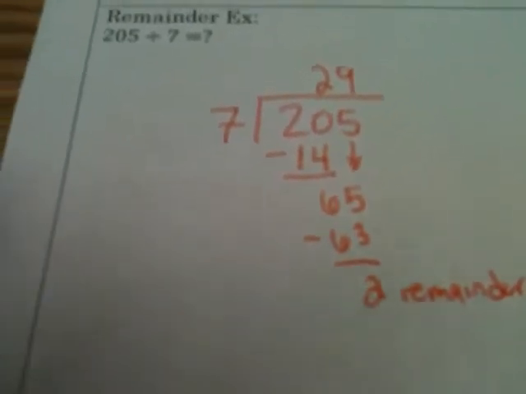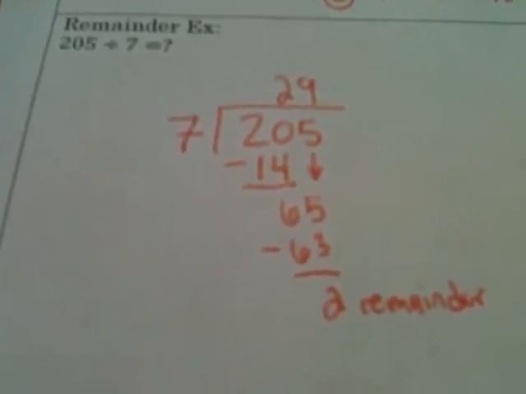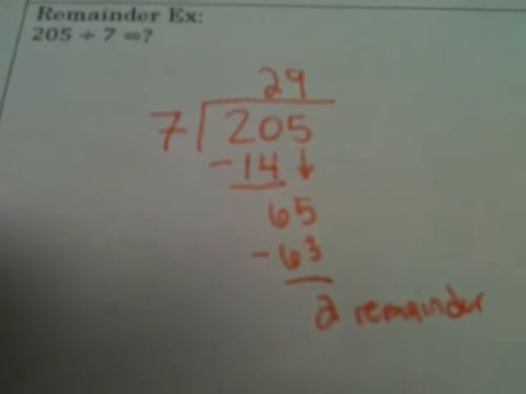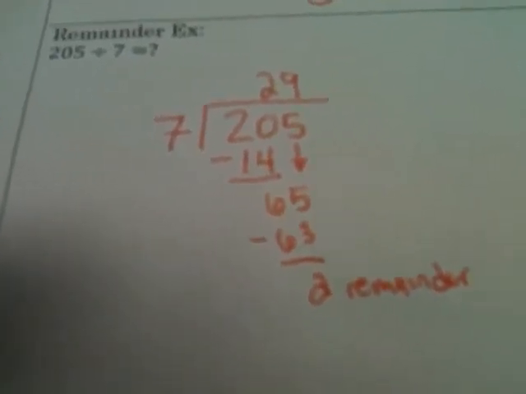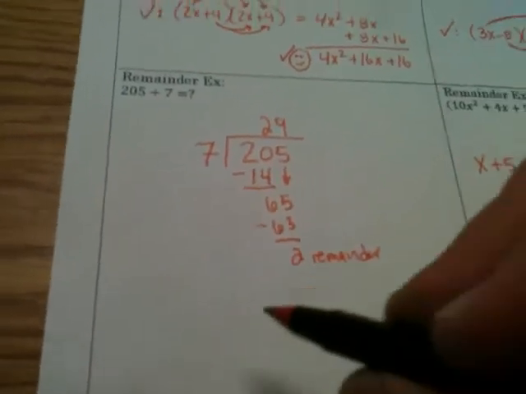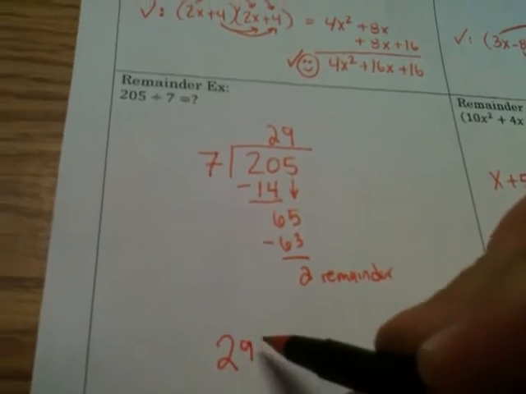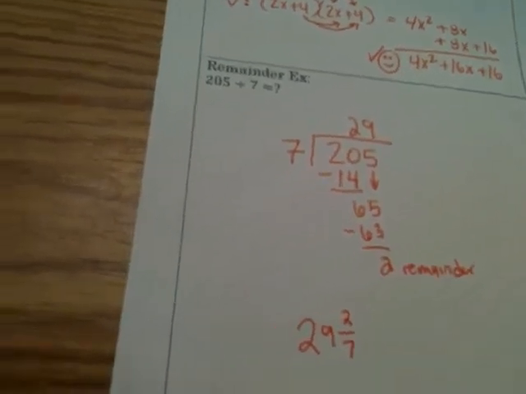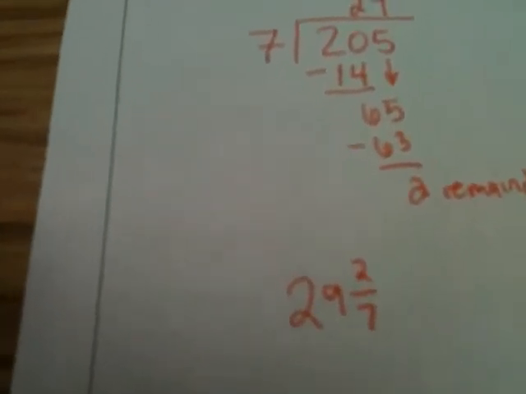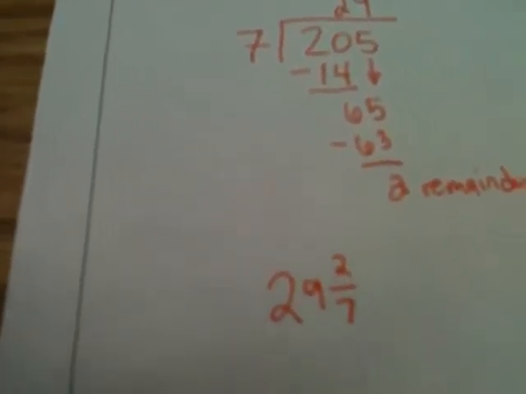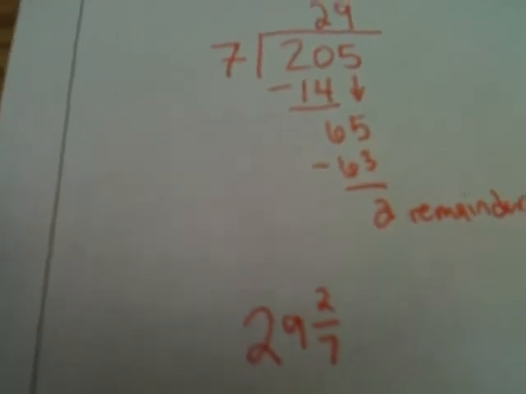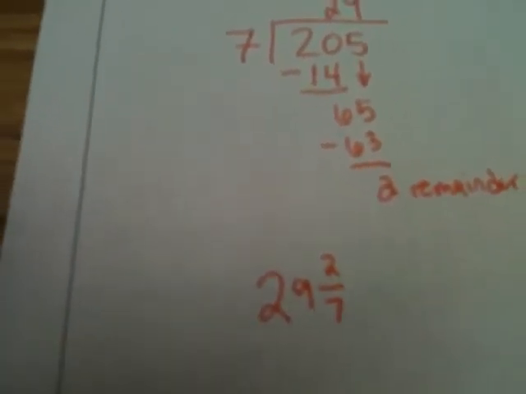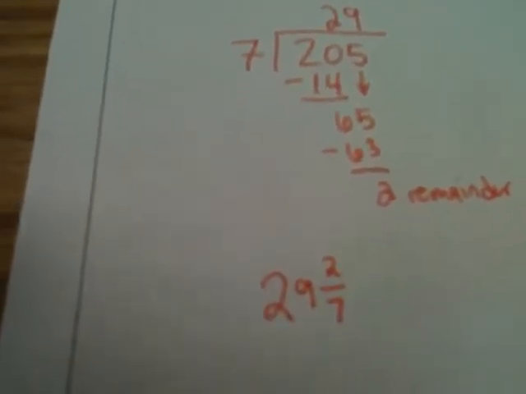Okay. The remainder is actually a fraction. So we have a quotient of 29 and a remainder of 2. So the actual final answer is 29 and 2/7. Okay, now where did the 7 come from? The 7 is the divisor. Remember, the divisor is what you're dividing by. So we have 2 left over, 2 out of 7.